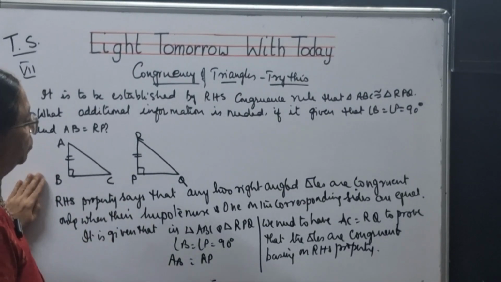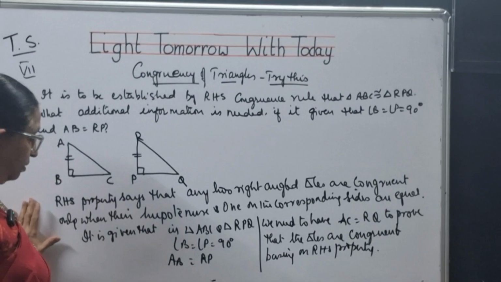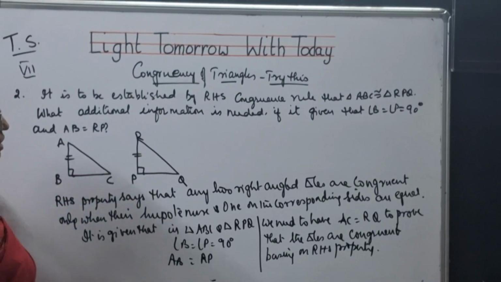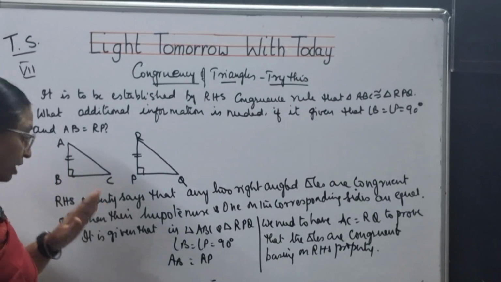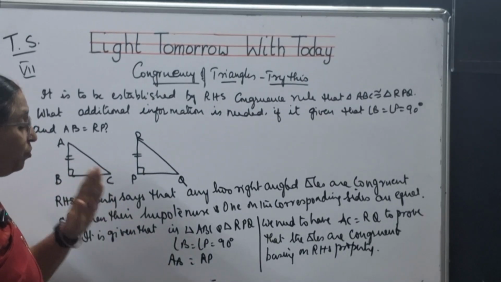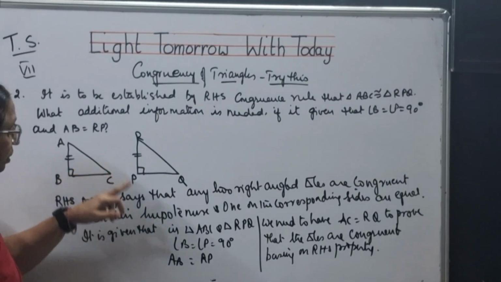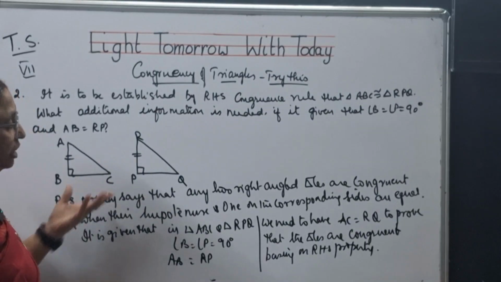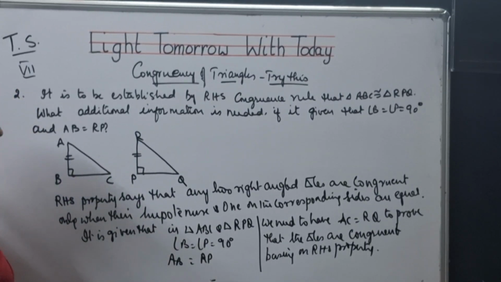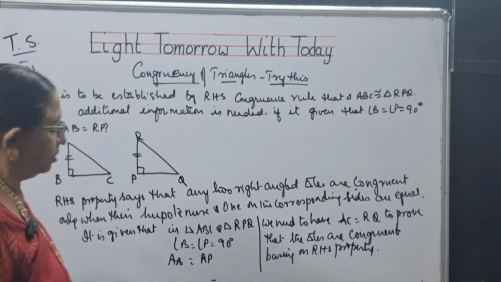needed? So these notes will give you a clear-cut idea, children. What is first we have to write? What is RHS property? RHS property says that any two right-angled triangles are congruent only when their hypotenuse and one of the corresponding sides are equal. So it is what is given to us in these two triangles. We have got right angle and we have got one side as equal, but we need to have AC is equal to RQ to prove that the triangles are congruent basing on RHS property. Please note it down, children.